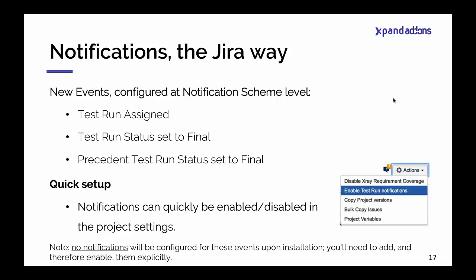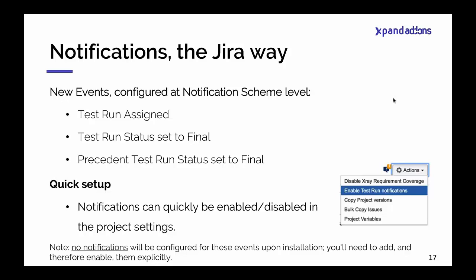And since the test run is not an issue type, events are triggered for the related test execution. This means that the notification recipients fields are mostly related with the test execution. However, in some events, there can be some difference in the semantics of the fields. For example, for the test run assigned event, the current assignee corresponds to the assignee of the test run and not the assignee of the test execution issue.